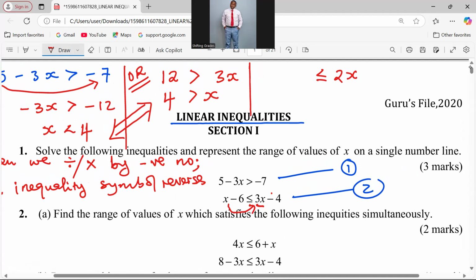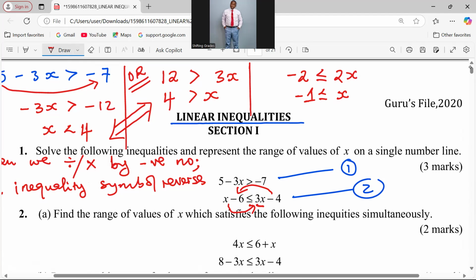Now negative 4 becomes positive 4 on this side, such that now we are having negative 6 plus 4. So negative 6 plus 4 will give us negative 2. Then to remain with x here, we'll have to divide through by 2, whereby this becomes negative 1. So this is the second inequality, again, simplified.